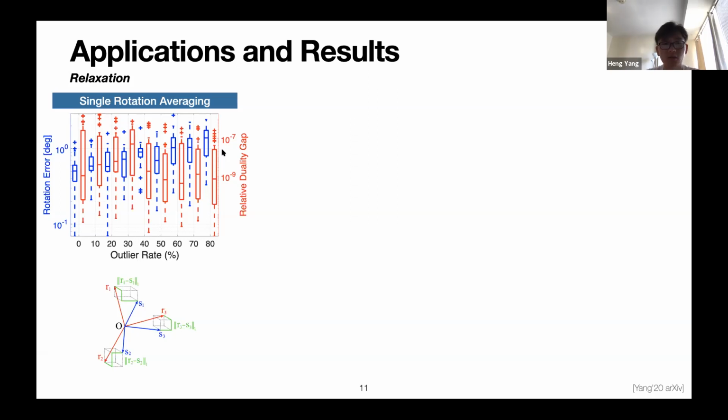Which means that your solution or your estimate is only a very tiny distance away from the global optimal solution. Or numerically you can take it as 0. So this basically tells you your solution, your estimate is the global optimal estimate.